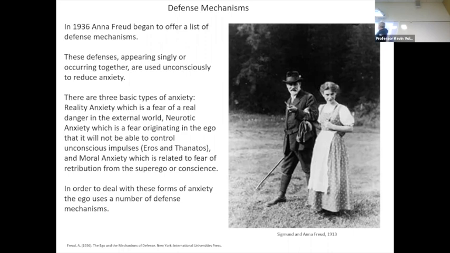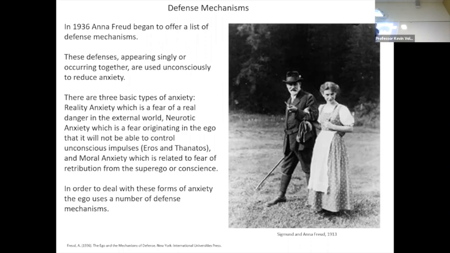So we get something that we can call neurotic anxiety, which is a fear that originates in the ego that it will not be able to control some unconscious impulse, Eros and Thanatos coming up, bubbling up to us, right? I think I mentioned this already a little bit. So all those impulses coming up, and they cause you to feel anxious. And then what happens is the ego can use a defense mechanism to put those things back down into the unconscious. Okay?